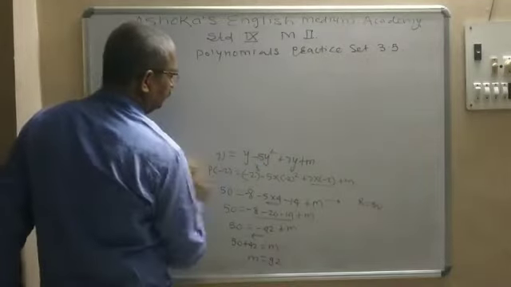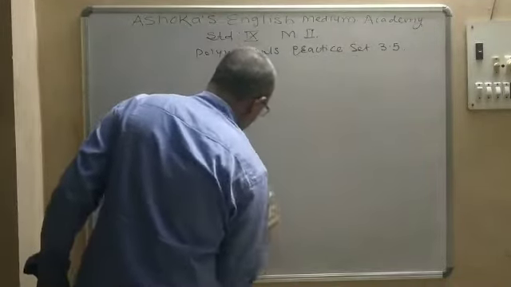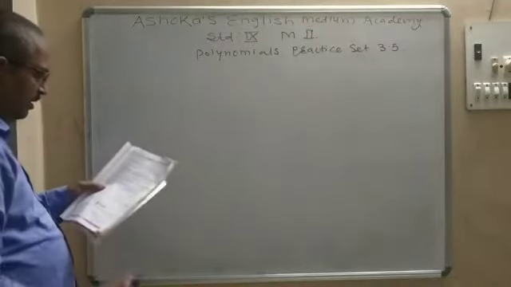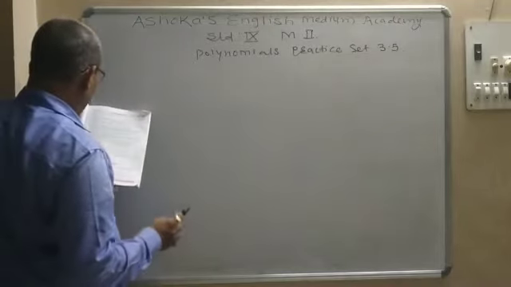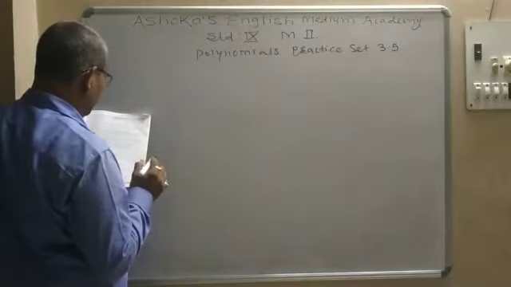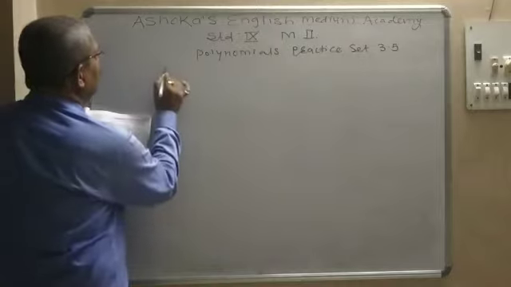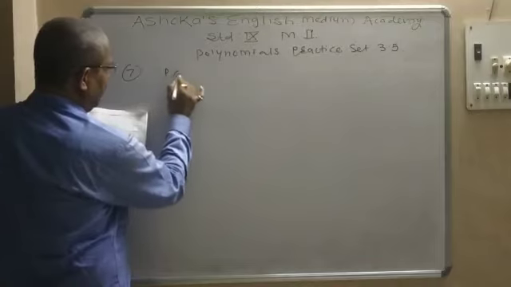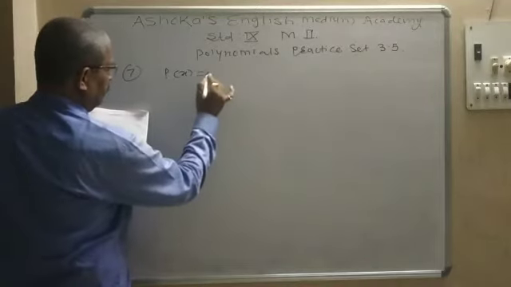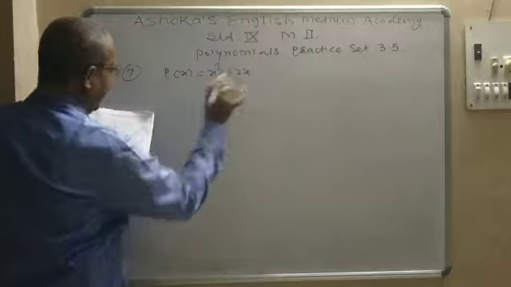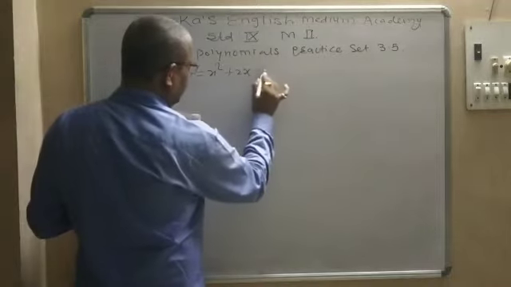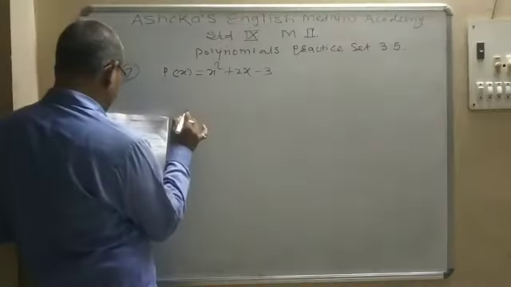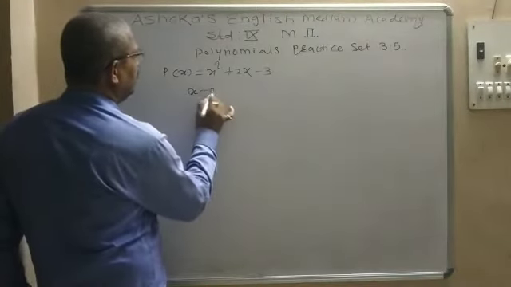Now question number 7, we will solve question number 7. Use the factor theorem to check whether x plus 3 is a factor of the given polynomial. The polynomial p(x) is equal to x square plus 2x minus 3, and here we have to check x plus 3.